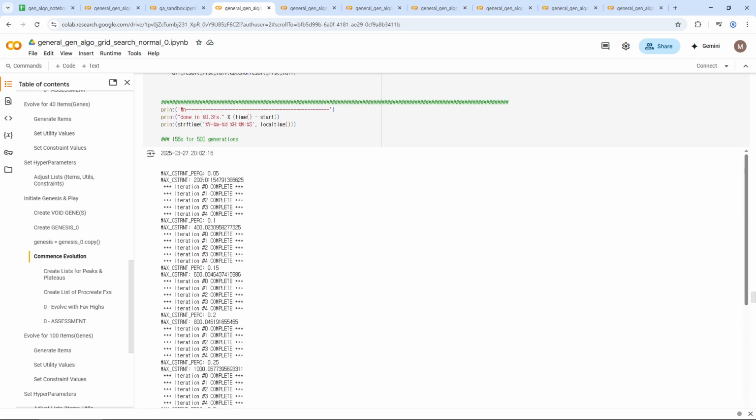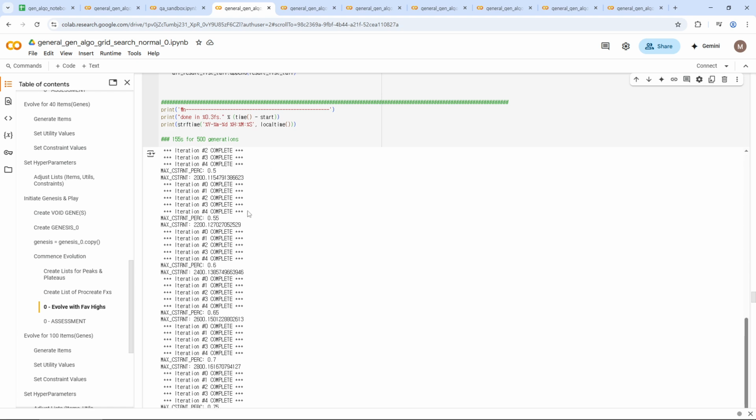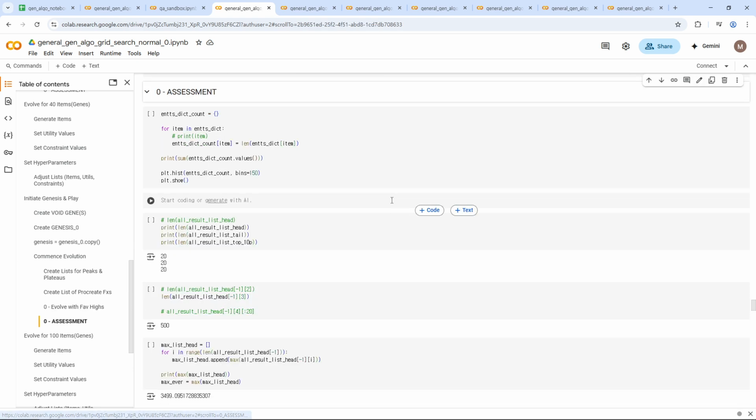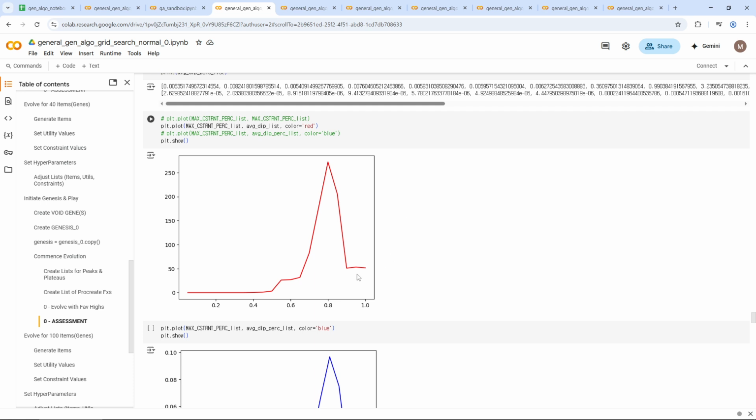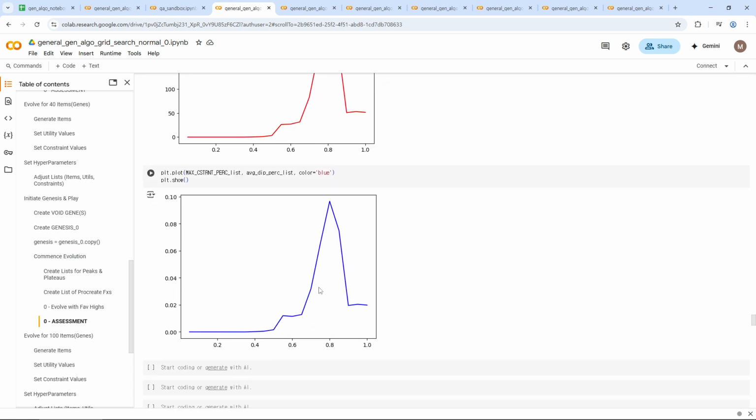So again, if the maximum constraint percentage is at 5% or 0.05, the max constraint is 200. When it's at 60%, it's at 2400.13 something. So when all that is done, we look at the graph again, and here we see that with 40 items, what happened before, which is that when the maximum percentage is at 1, the dip percentage was at its highest.